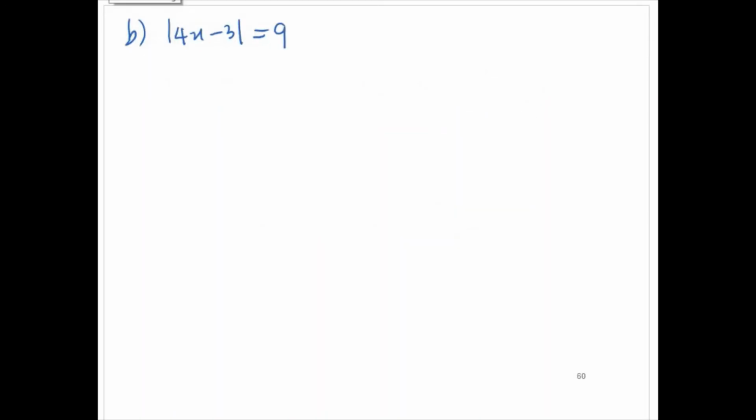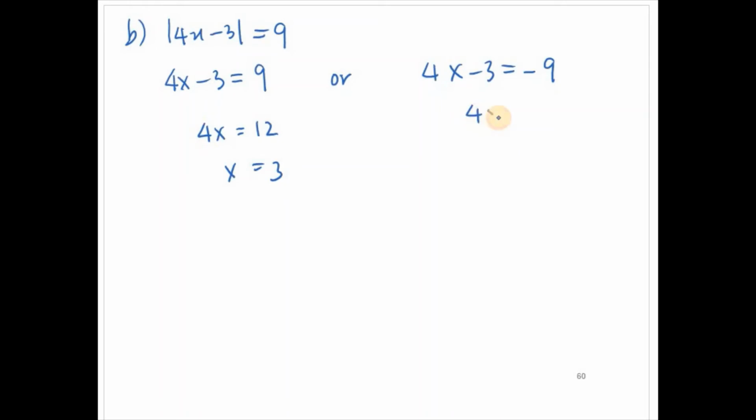For B, modulus 4x minus 3 equals 9. So again, we need to separate the modulus into, first, positive 9, and secondly, 4x minus 3 equals negative 9. Okay, so then we find x. For the first, 4x equals 12, so x equals 3. Secondly, 4x equals negative 6, so x equals negative 3 over 2. So the answer here is x equals 3 and x equals negative 3 over 2.